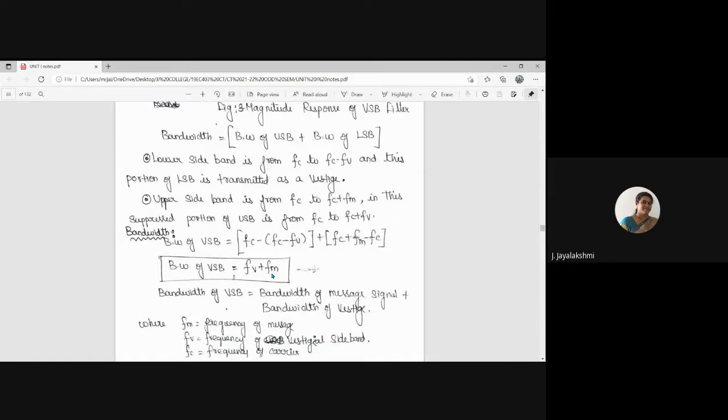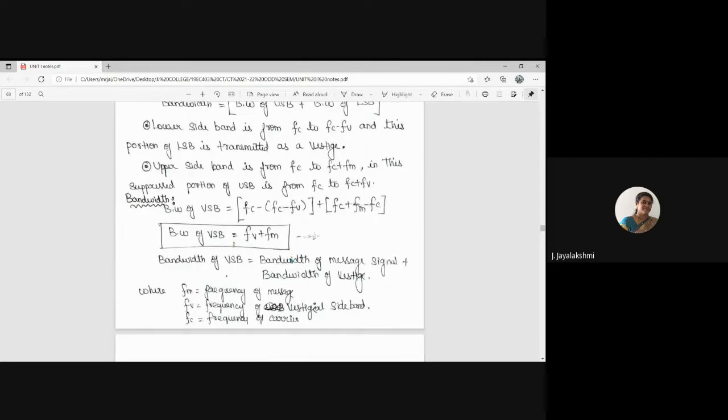So the bandwidth of the vestigial sideband is going to be the bandwidth of the message signal plus the bandwidth of the vestige. Vestige is the small portion which we are going to transmit, which has got all the low frequency component information in it. Obviously, it is going to be the video signal. Fine.